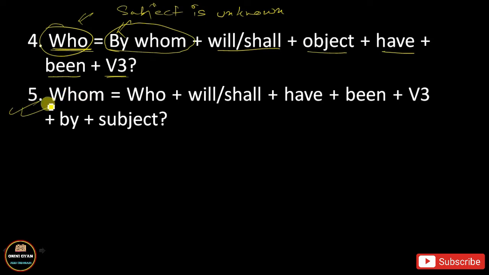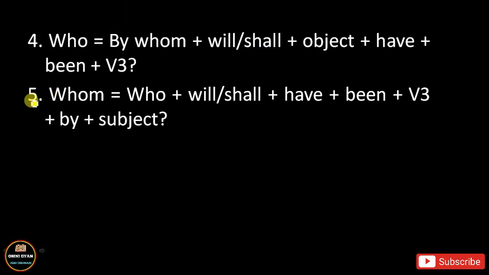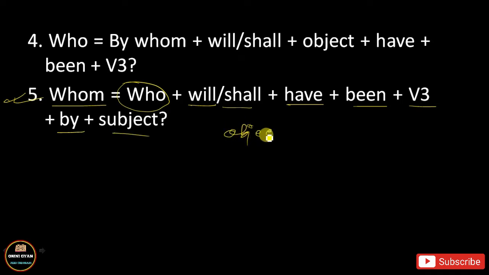Formula number 5. Sentence starting with whom. Let me clear the screen for you. Number 5. Whom. If a sentence begins with whom in the active voice, then in the passive voice you have to begin with who, and then will or shall, whichever is applicable, will या shall में से, and then have, and then been, and then verb third form, and then by, and then subject. Object is missing here. Object यहाँ पे missing है. Because again here it has started with whom.